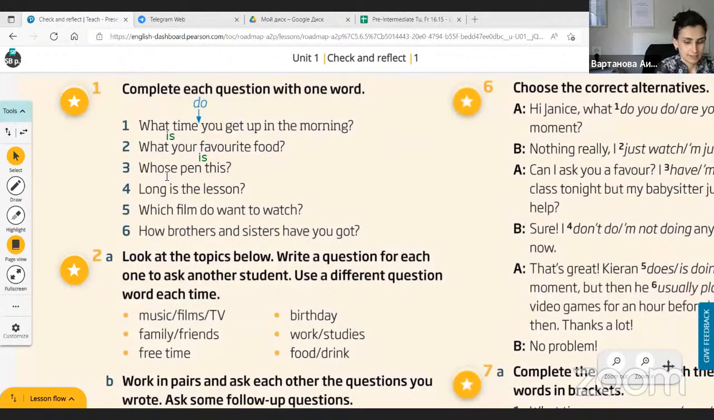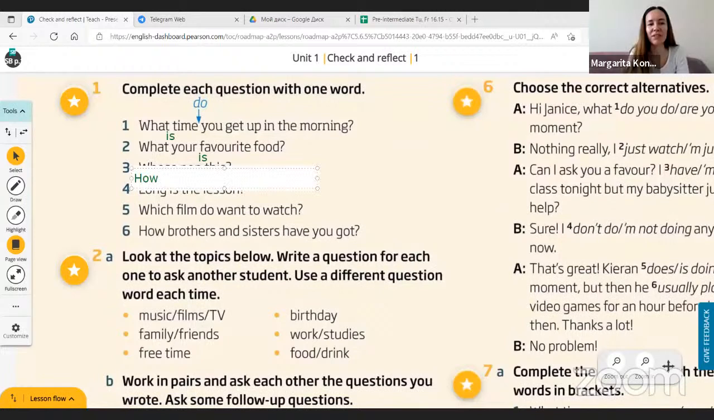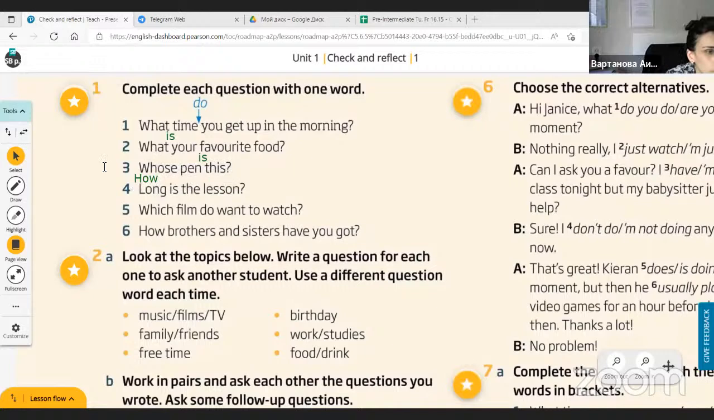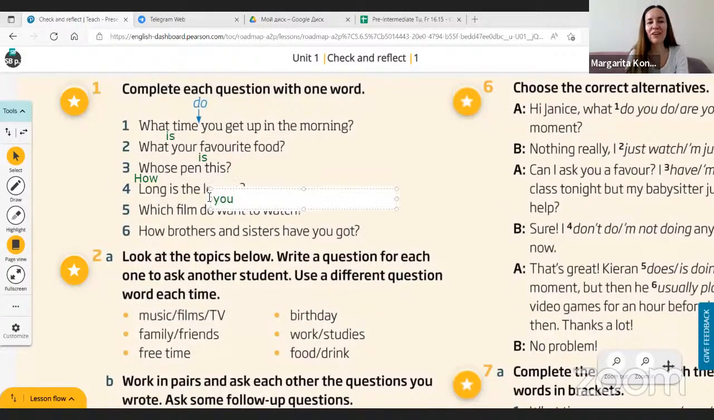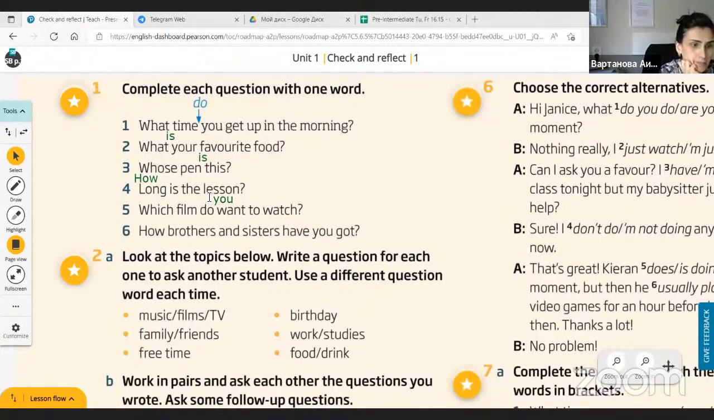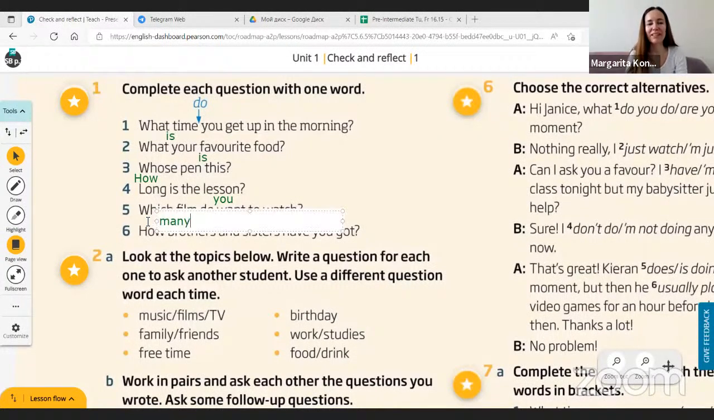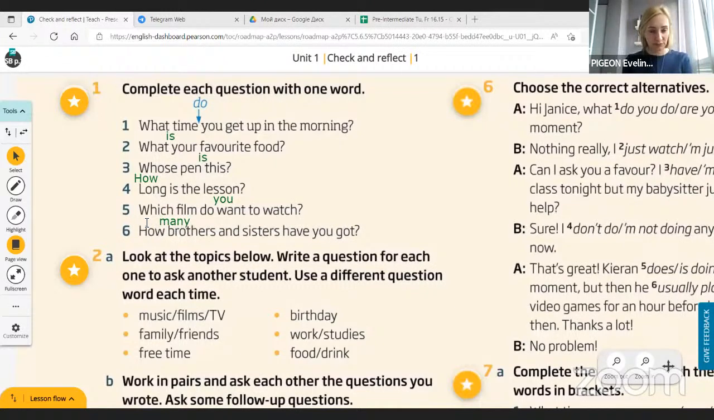Laris, what about next? How long is the lesson? Very nice. Okay, Aida, 5. Which film do you want to? Which film do you want? Yes, you is missing. All right, Laris, and the 6th one. How many brothers and sisters have you got? How many? Yes, many is missing. Brothers and sisters have you got? Perfect. That was good. Nice.